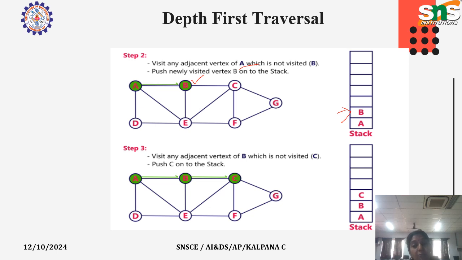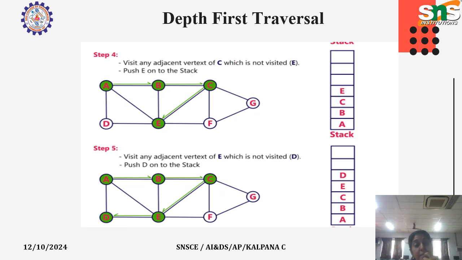Next we have to find B's adjacent vertex. B's adjacent vertices are C, E, F. We have chosen C now. C's adjacent vertices are F and E. Now I am choosing E, so E is inserted into the stack. Then E's adjacent vertices are D and F. We have chosen D now.